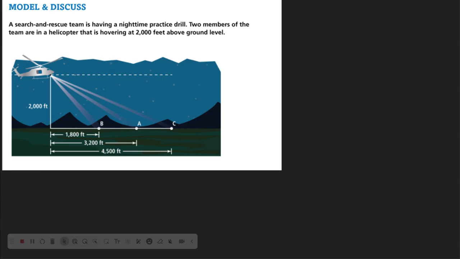So, a search and rescue team is having a nighttime practice drill. 2 members of the team are hovering at 2,000 feet. They want us to find the angles between point B, point A, and point C.